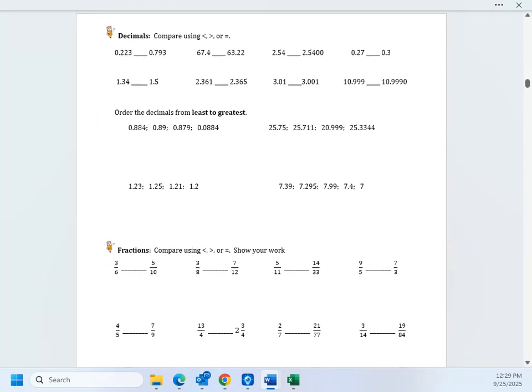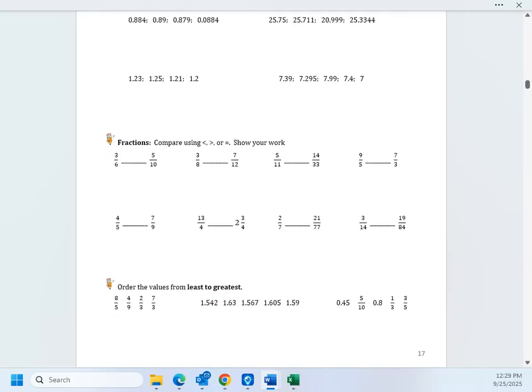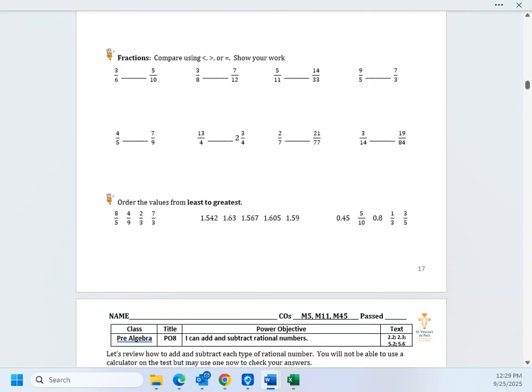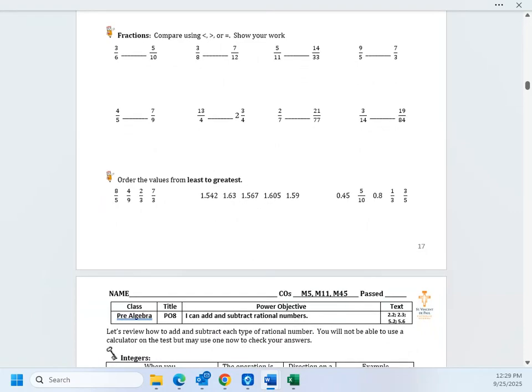Second page. This time we're comparing our decimals. You can stack them if you want to help you with the comparing. You don't have to, but you can. Then we're ordering our decimals from least to greatest. Again, you can stack them, making sure you line up your decimals, filling in the empty spaces with zeros. Then comparing those fractions. We have 3/6 and 5/10.